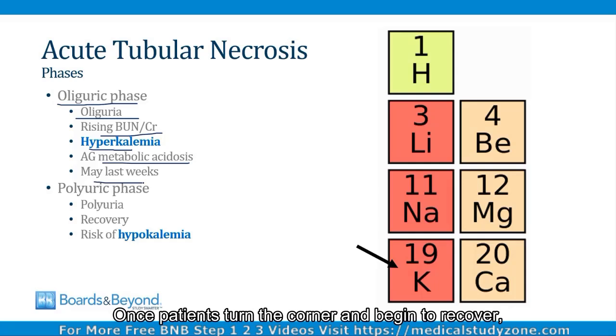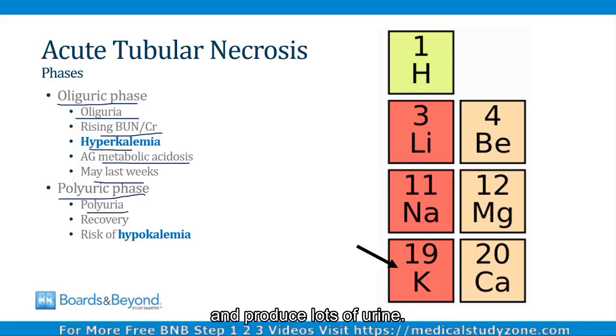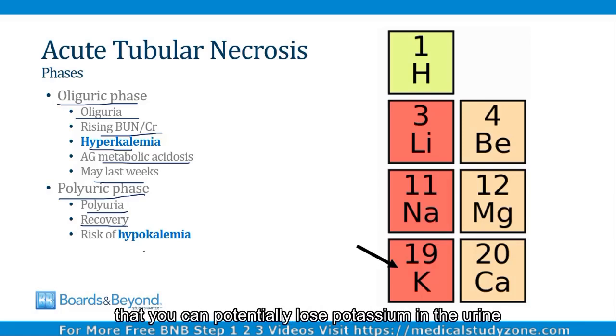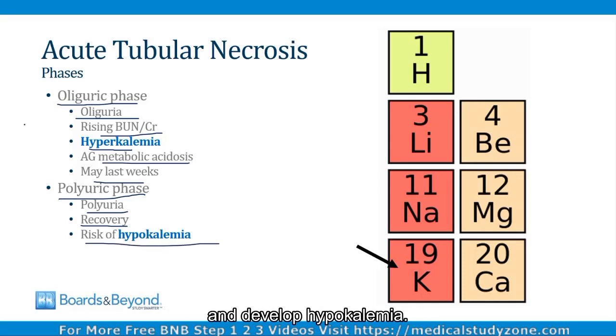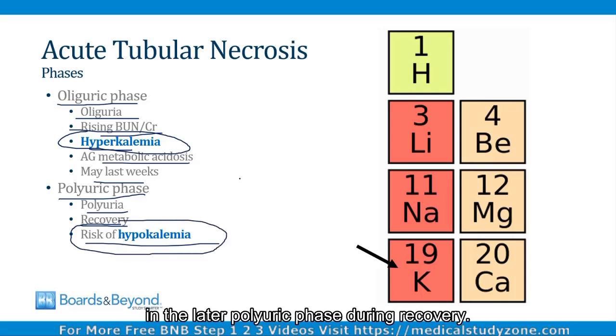Once patients turn the corner and begin to recover, they enter what's known as the polyuric phase. This phase gets its name because patients are polyuric and produce lots of urine. This is a good thing because it means the patient is recovering, but in this phase there's so much urine output that you can potentially lose potassium in the urine and develop hypokalemia. So whereas hyperkalemia is seen in the initial oliguric phase, hypokalemia can occur in the later polyuric phase during recovery.